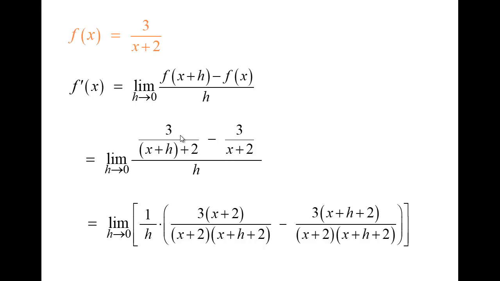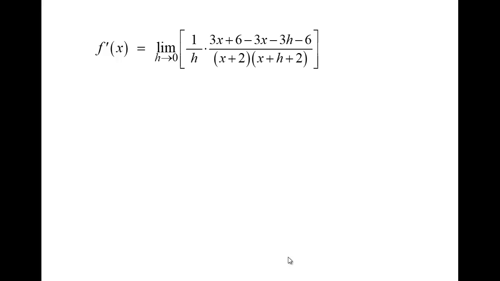So I'm going to get 3 times x plus 2 here divided by this times x plus 2. And I multiply the numerator and the denominator of this fraction by this denominator here. So I get 3 times x plus h plus 2 over x plus 2 times x plus h plus 2. Okay, now the denominators are the same, so now we can just subtract the numerators.